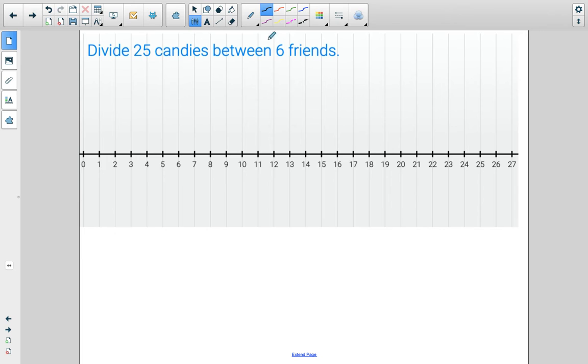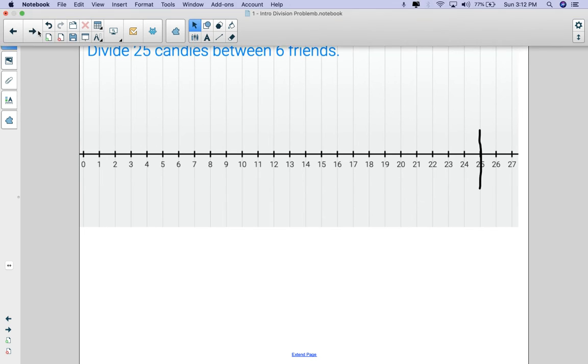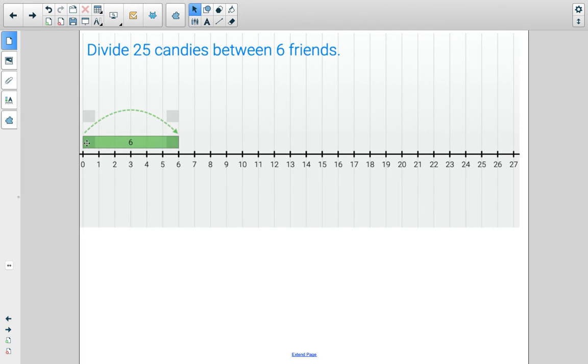So our number line is going to end right here at the 25, because that is the number of candies we have. So the first thing we're going to do is pass out 1 through 6 candies. So from 0 to 6, those are going to be passed out. So there's from 0 to 6, I have 6 candies passed out.